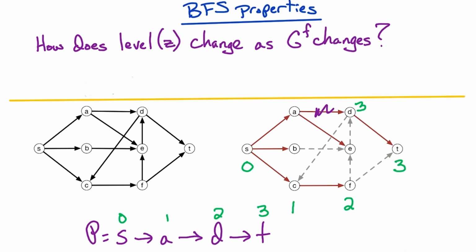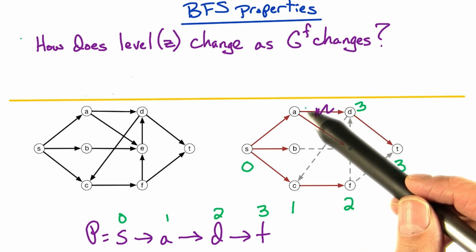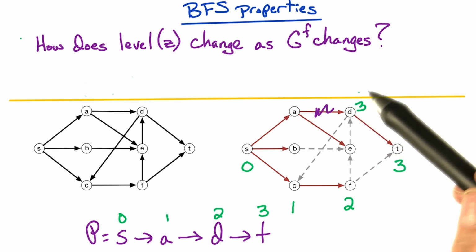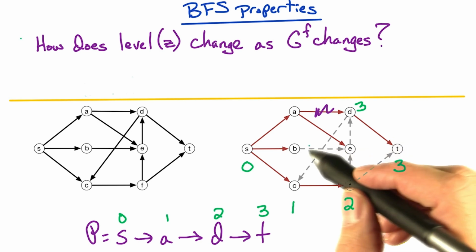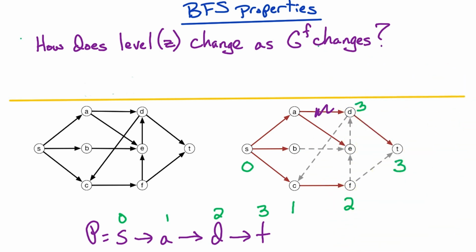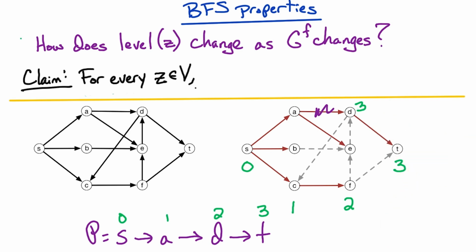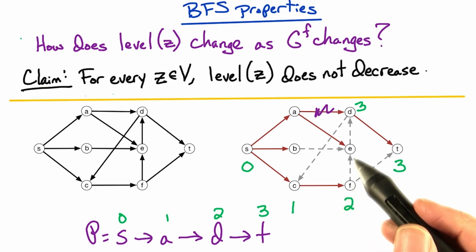Now we're also going to add edges into the residual network. For instance, what if we add an edge from B to D? Or maybe we'll even add this edge back from A to D. Then will the level of D decrease back to level 2? Well, we're going to prove that that does not occur. Even though we're adding edges into the residual network sometimes, the level of a vertex is never going to decrease. We're going to prove that for every vertex Z, its level over the course of the algorithm does not decrease. It can stay the same, or it can increase in some levels.